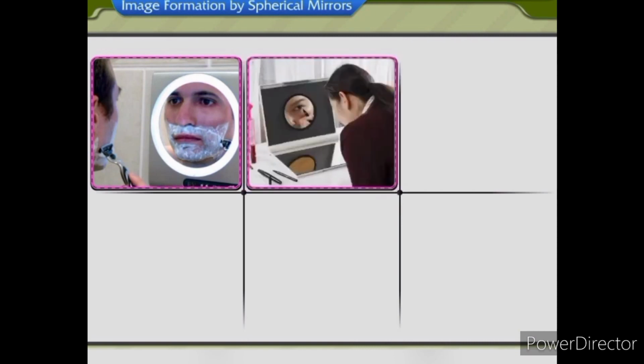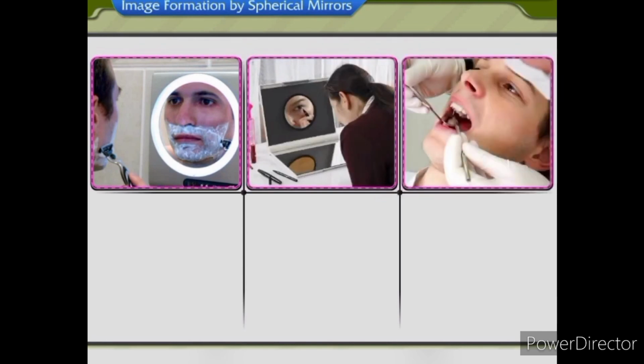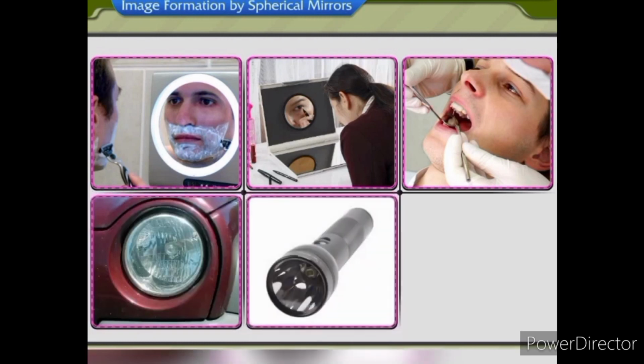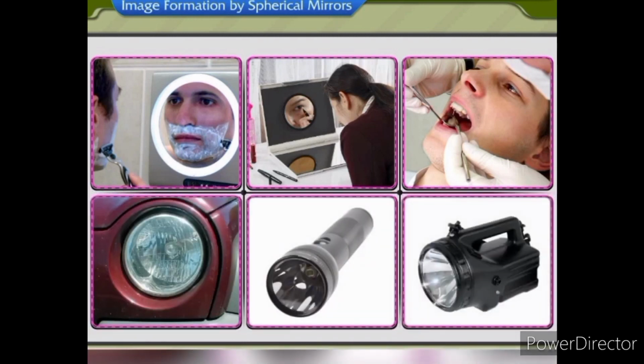Concave mirrors are used as shaving mirrors to see an enlarged image of the face. The makeup mirrors are also made up of concave mirrors. Dentists use concave mirrors fitted in a frame with a long handle to see an enlarged image of the tooth to detect the defect in the tooth easily. Concave mirrors are used as reflectors in headlights of vehicles. The reflectors of torches and searchlights also make use of concave mirrors.